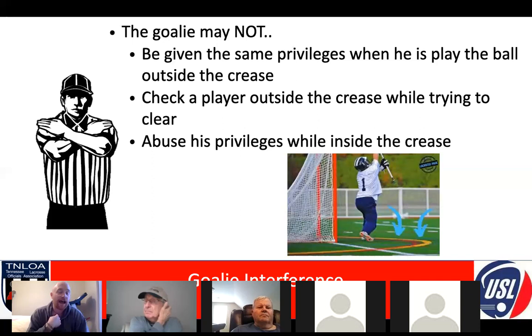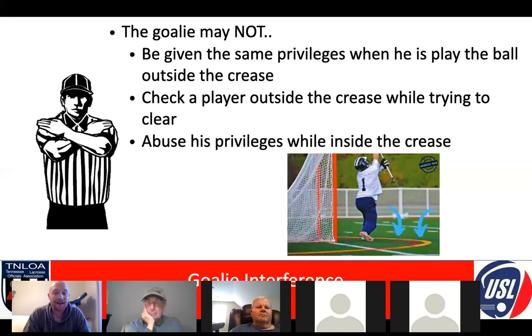I had this this summer. Goalie was clearing the ball. He flat out just didn't care where that ball went. He slashed the kid right in the face. I threw a flag and called the goalie for a slash.